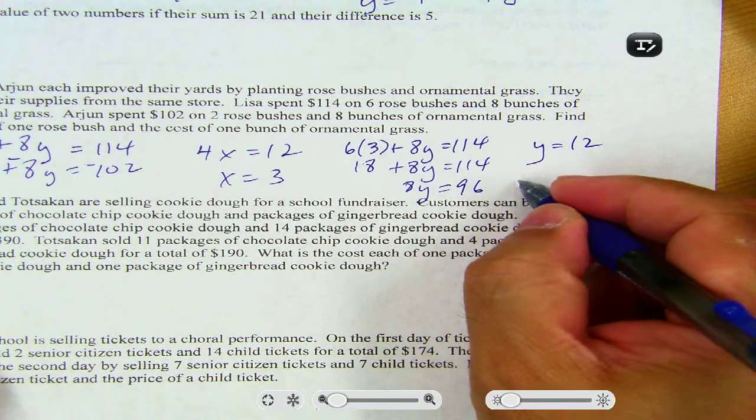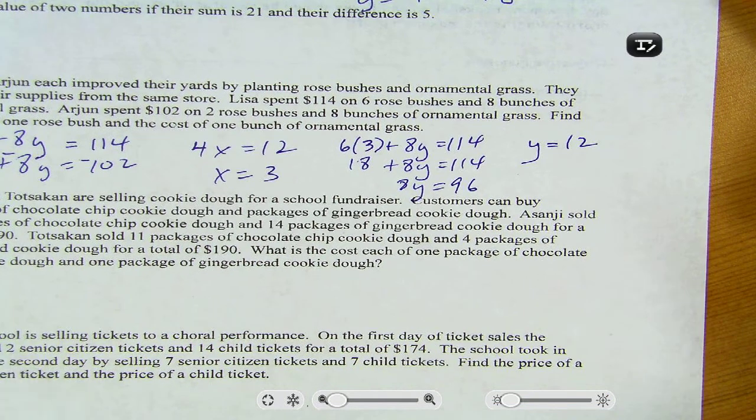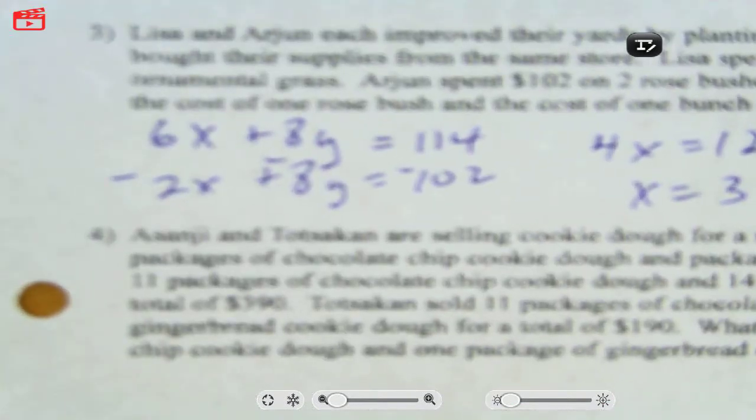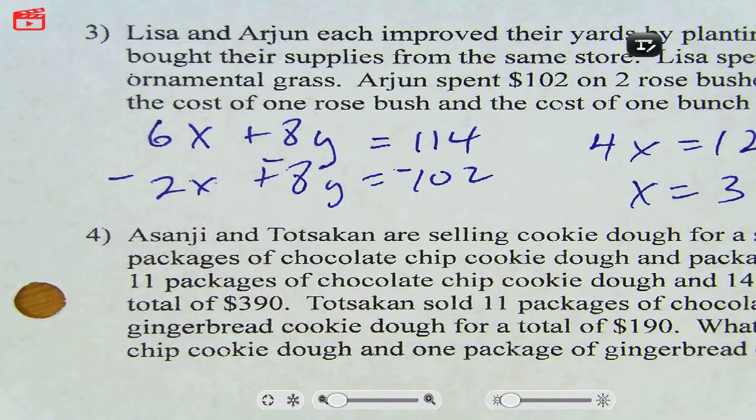So, huh? Say it again, louder. Zoom in. Alright, so I'll go back to the beginning. Is that big enough, or do you want me to be bigger?